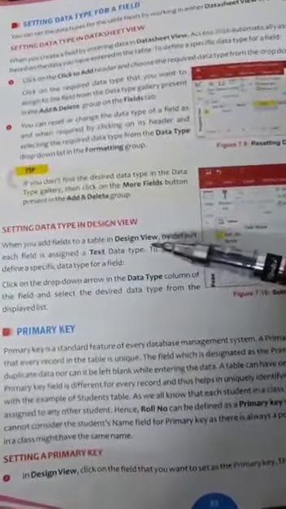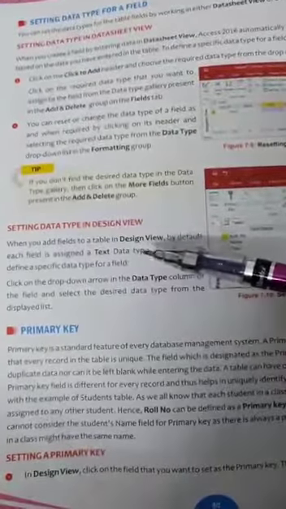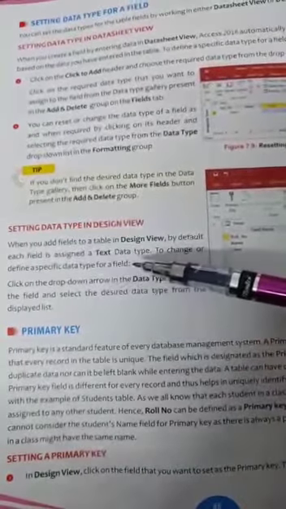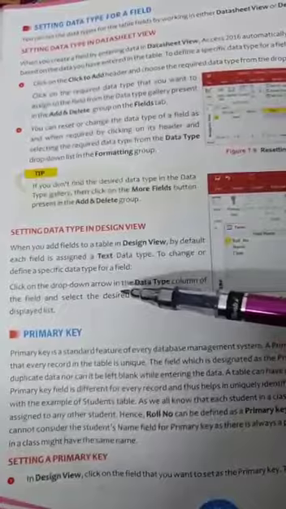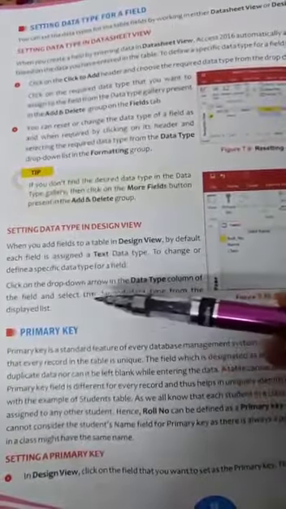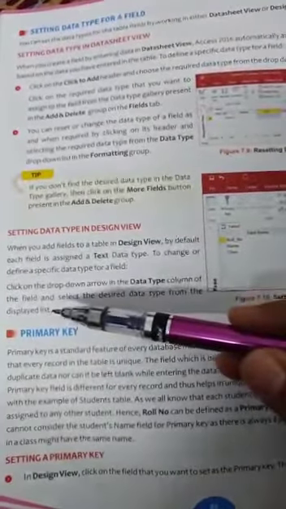When you add fields to a table in design view, by default each field is assigned a text data type. To change or define a specific data type for a field, click on the drop-down arrow in the data type column of the field and select the desired data type from the displayed list.